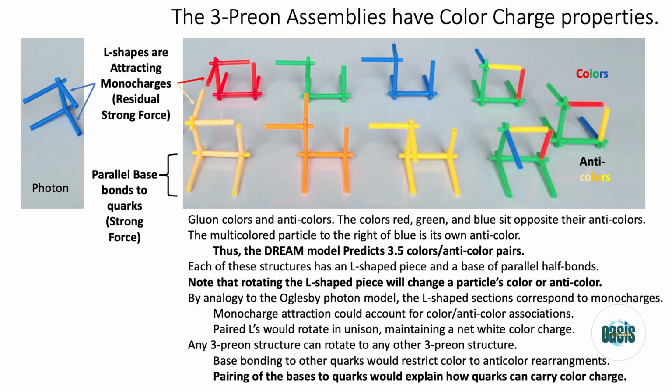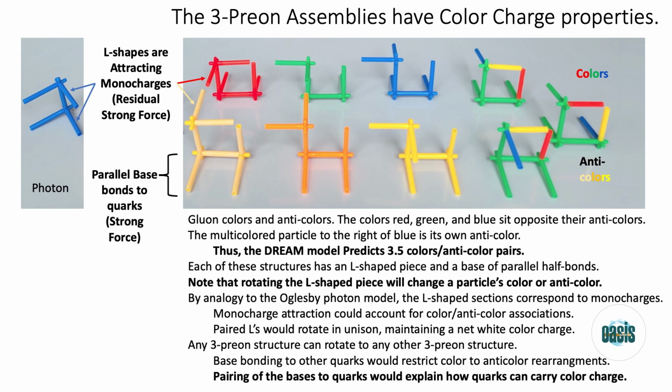Note that if you rotate the L-shaped piece on these, if we turn this red one 90 degrees, we'd have the green color. If we rotate that one, we'd have the blue color. And if we rotate that, we'd have the white color. The same thing happens for the anti-colors. So this could explain why there's color change between the quarks.